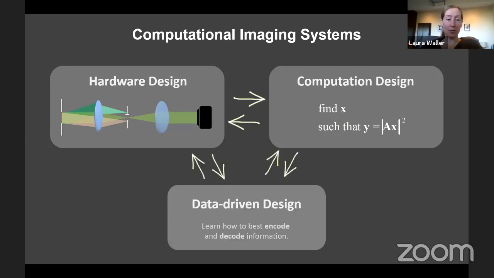One of the newer areas that I'm really excited about is not just using computation to reconstruct images from data you've captured with your hardware, but to also use data-driven design to design the hardware and find optimal ways of encoding the data such that you can do inverse problems that are well posed and recover the most data.